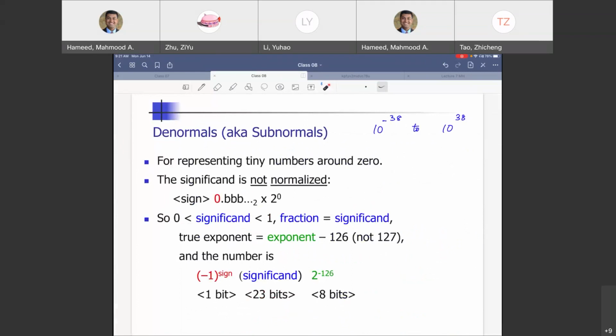True exponent is no longer in excess 127. It is actually in excess 126 format because of that 2 raised to 0. So whatever you have in the exponent field, subtract 126 from it, and you get your true exponent. So if you put these things in the value of the number, you have negative 1 raised to sign as before, multiplied by the significand or the fraction, multiplied by 2 raised to negative 126. So you've got 8 bits for the exponent, 23 bits for the significand or fraction, and 1 bit for the sign. Used for tiny numbers.